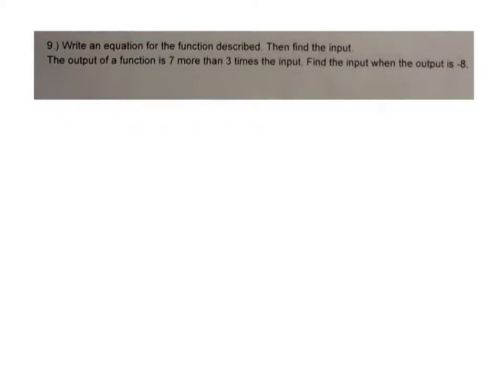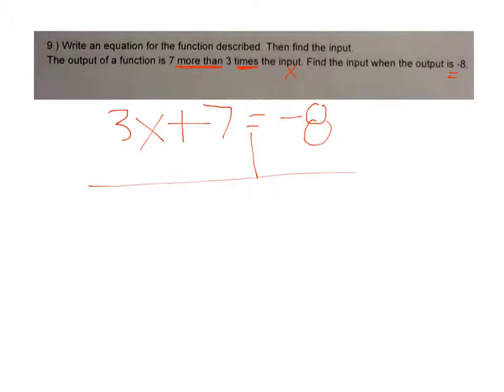Alright, so we want to write an equation for this function described. It says the output of a function is 7 more than 3 times the input. More than means addition, so we're going to add 7. Times means multiplication. We don't know what the input is, so let's just use a variable. I'm going to call that x. So we have 3 times x. So here we have 7 more than 3 times x. All of that should equal negative 8. So there's our equation. Now we just have to work to figure out what x is.